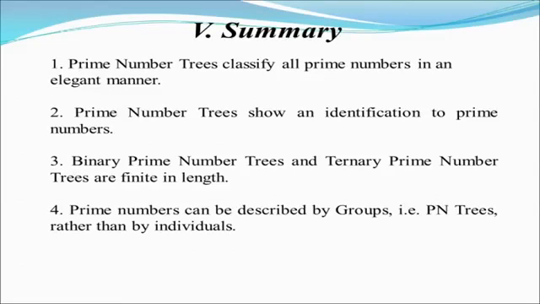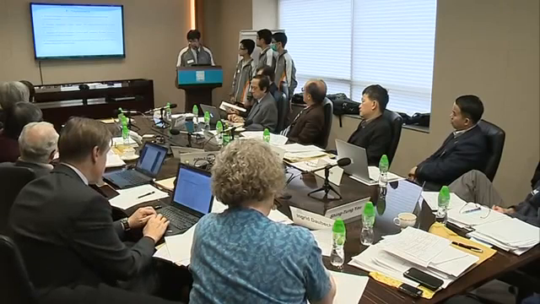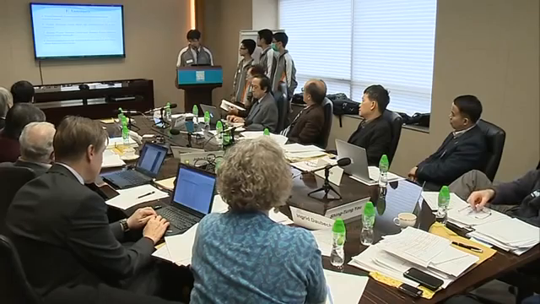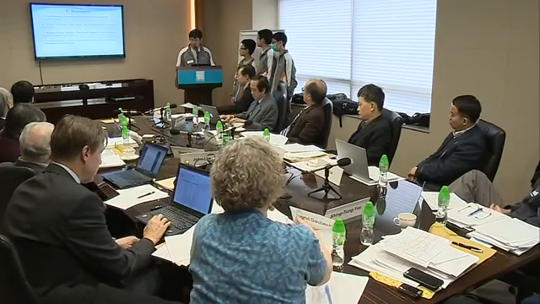I will conclude by saying that, firstly, the Pn trees can classify all prime numbers in an elegant manner. Secondly, prime number trees show an identification of prime numbers. Thirdly, binary Pn trees and ternary Pn trees are finite in length. Lastly, prime numbers can be described in groups, like Pn trees, rather than just individuals. In our opinion, Pn trees will now allow a new perspective for mathematicians to view prime numbers not only as discrete individuals, but as branches in the trees and members in a family.